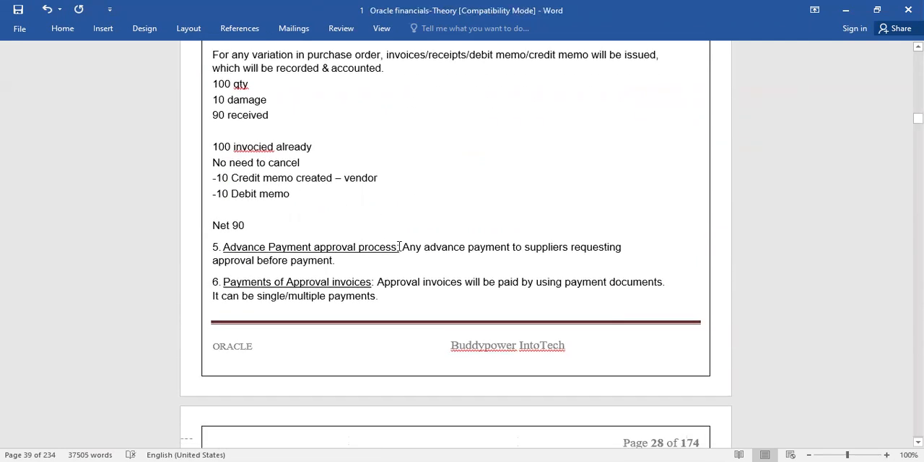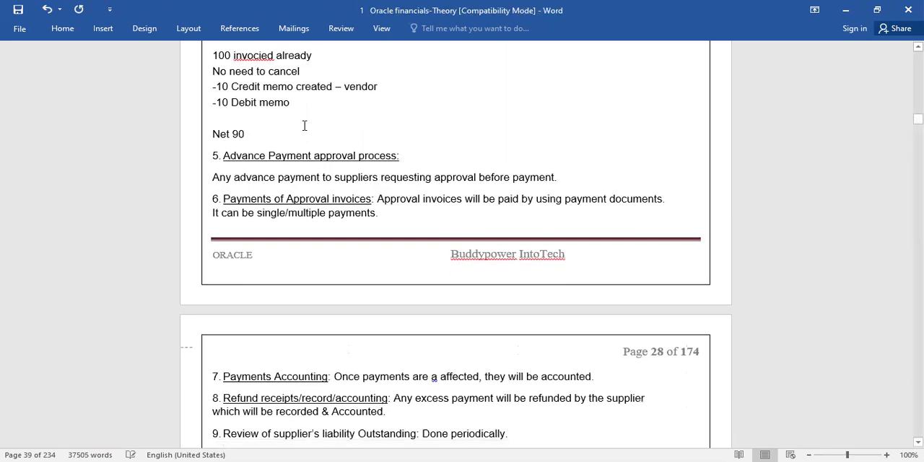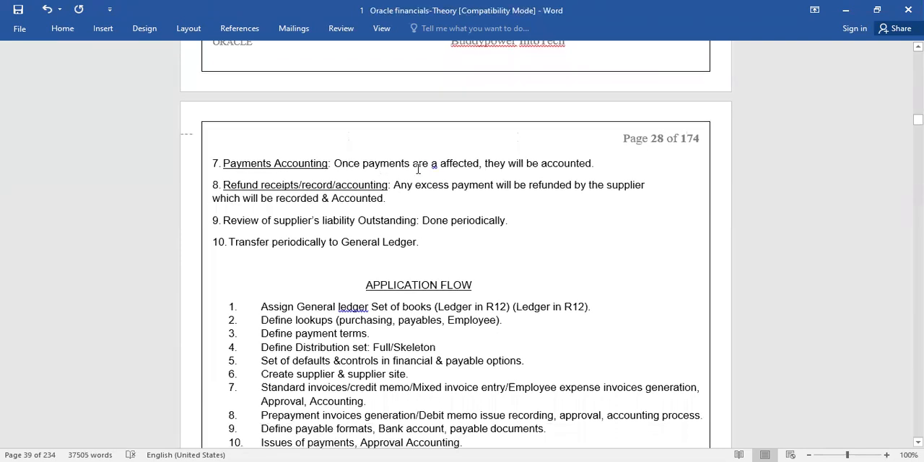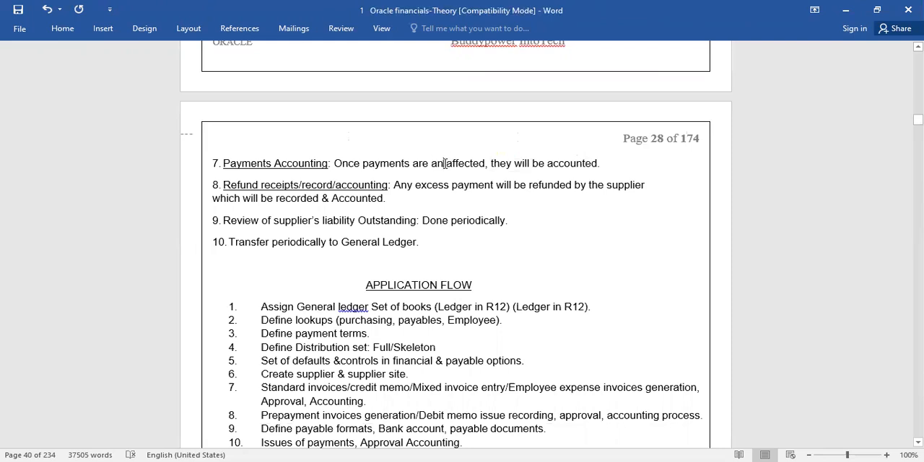Advance payment is called the prepayment process. It's a big, important process in Oracle. Then the payment approval process. Approved invoices will be paid using single or multiple payments. Payments are effected and they will be accounted. Refund: excess payment is refunded. There will be a record of your supplier, and a periodical review should be there at supplier level. There are various reports. Transfer periodically to GL.